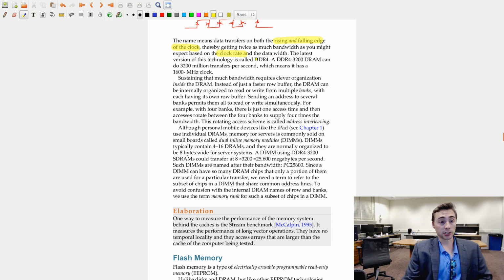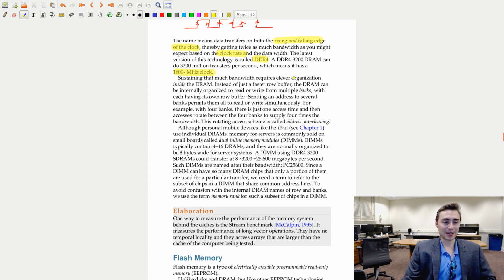So the latest version is called DDR4. Is there DDR5? Maybe there is. I don't follow it. I don't work on memory. So a DDR4 3200 DRAM can do 3.2 billion transfers per second, which means it has a 1600 megahertz clock. That's a lot. That's pretty big. It's pretty good.